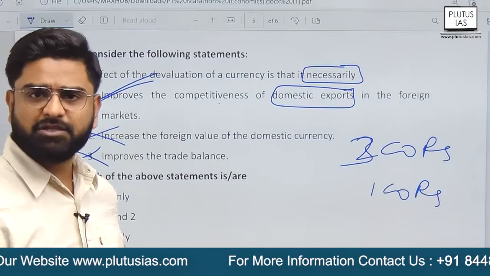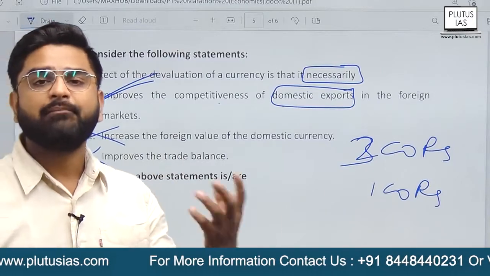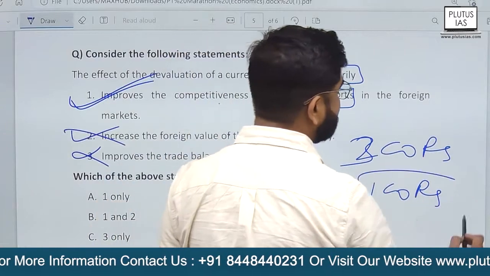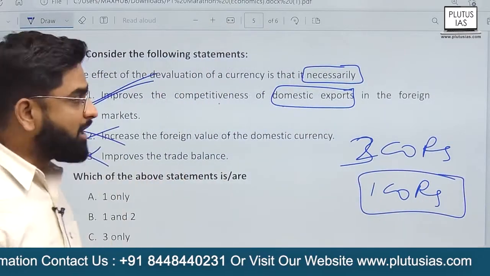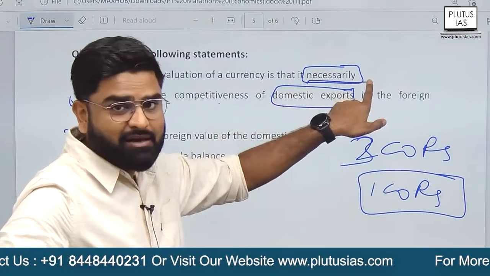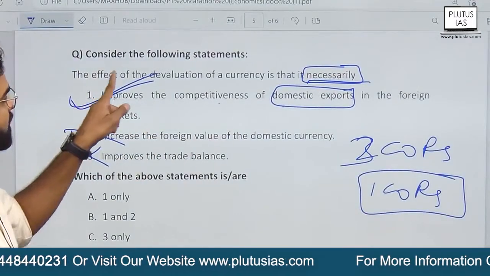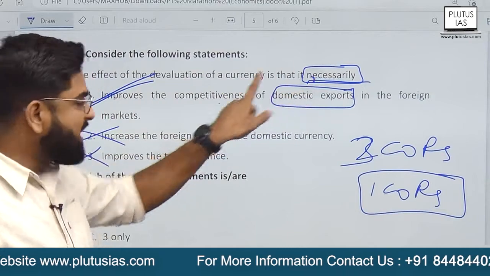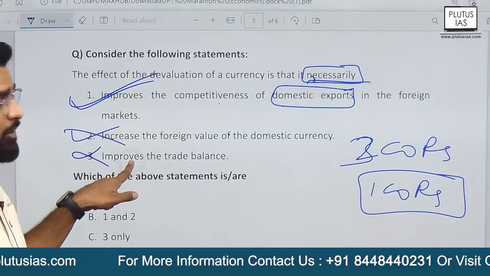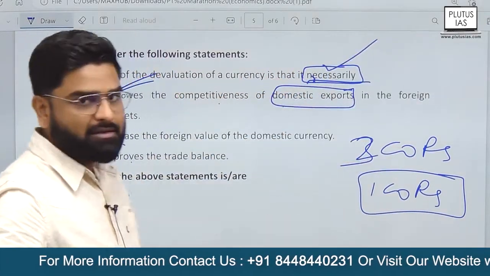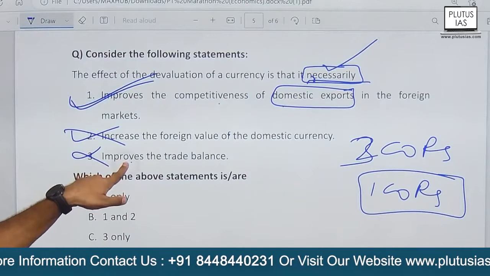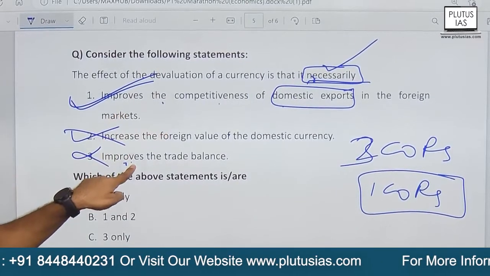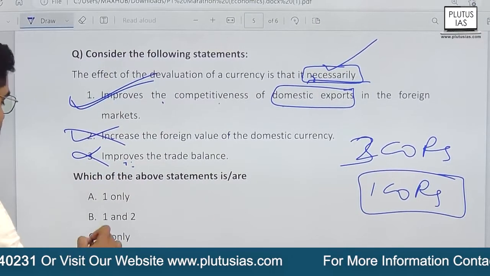Of course the trade balance improves, but I am not sure because I have no clear idea what exact impact there will be on imports. The word used here is necessarily. If the word had been maybe in the effect of devaluation of a currency, this would have been correct, but because the word here is necessarily, I cannot say this for sure. This is something I can say for sure. This is something I am not very sure about. So the answer will become third.